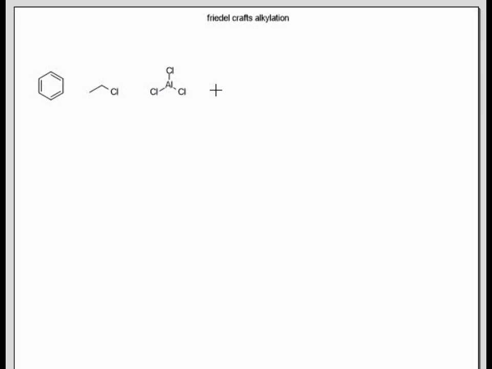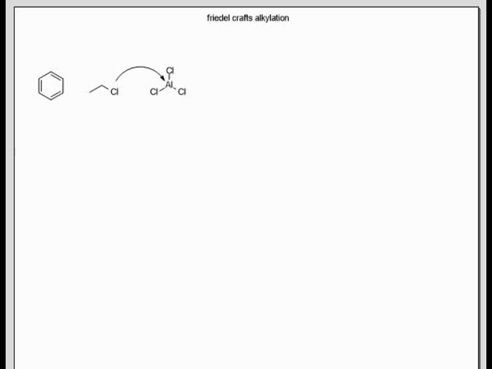We all know that aluminum chloride is a Lewis acid because it has a vacant p orbital. So what's going to happen is the chlorine is going to donate its lone pair to AlCl3 to form a complex-like structure. And due to this, the chlorine is going to be removed from the R group, which here is ethyl, and form a carbocation.